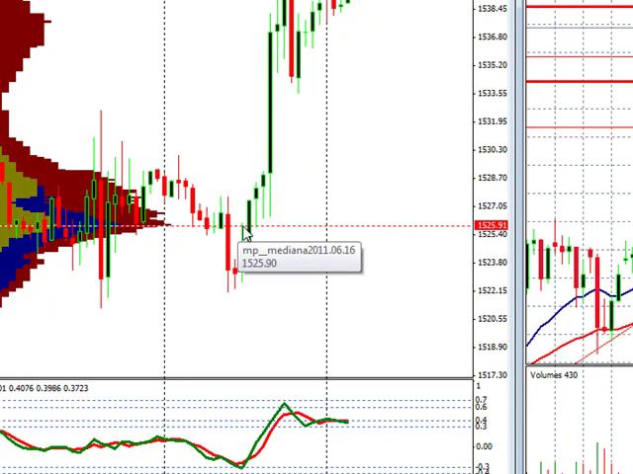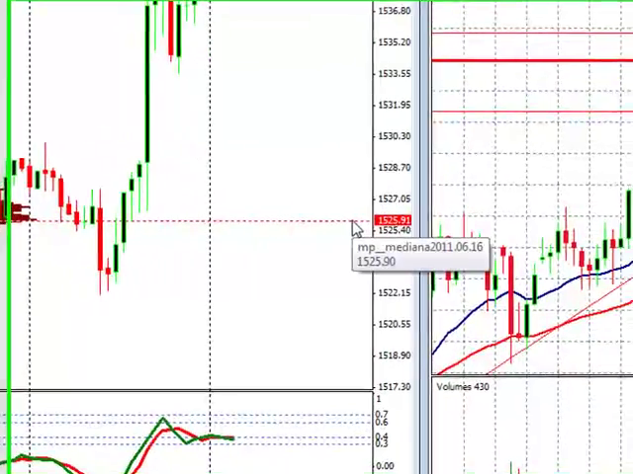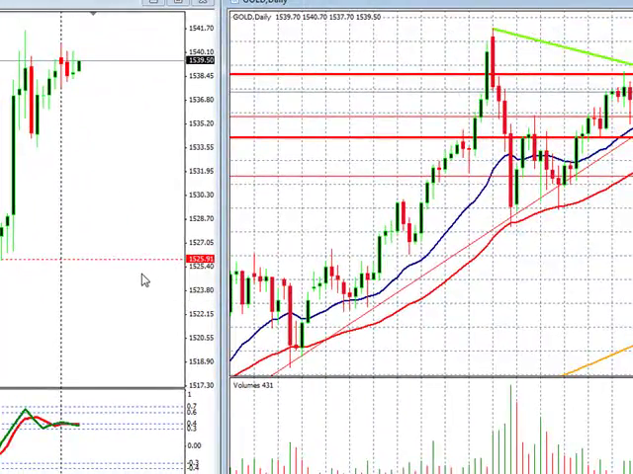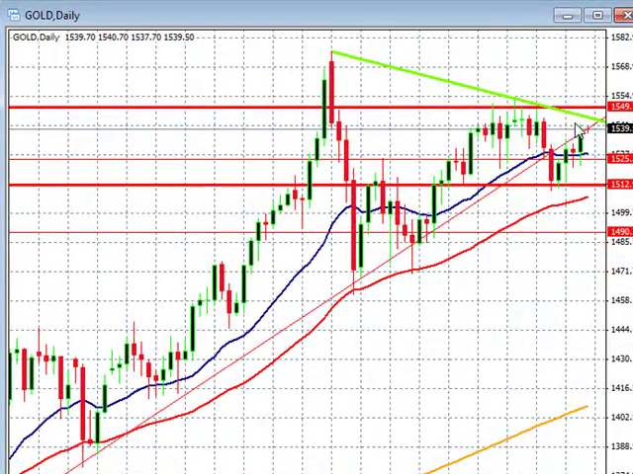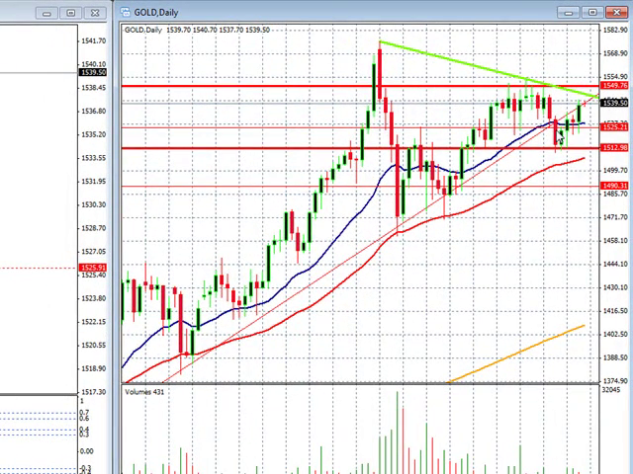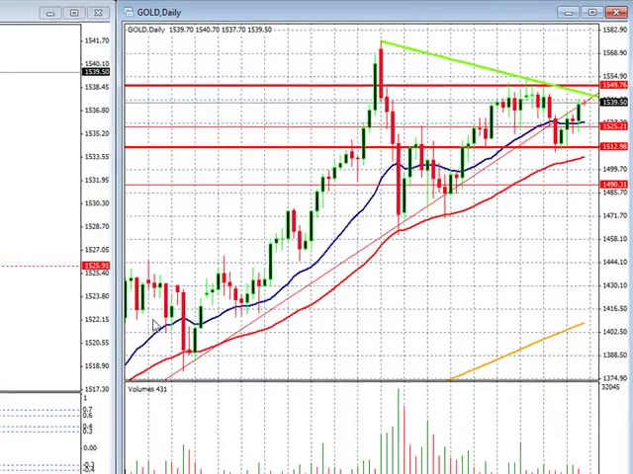The point of control is the price level which has the most volume, and that is 1525.91. So basically 1526. RSI is also oversold, so that's kind of holding up as we're close to the downtrend line, coming back down to our support level.